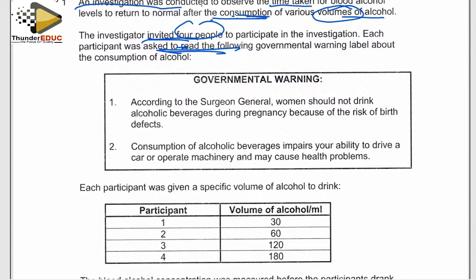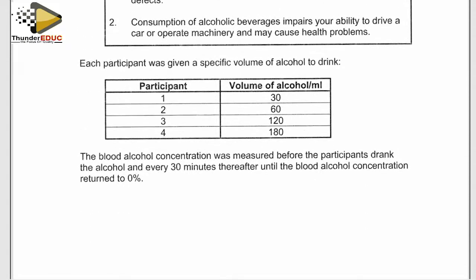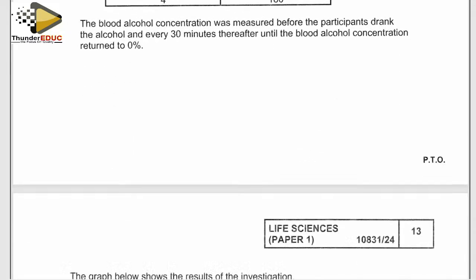They are saying that each participant was given a volume of alcohol to drink. Then blood alcohol was measured before the participant drank the alcohol and every 30 minutes thereafter, until the blood alcohol level returns to 0.